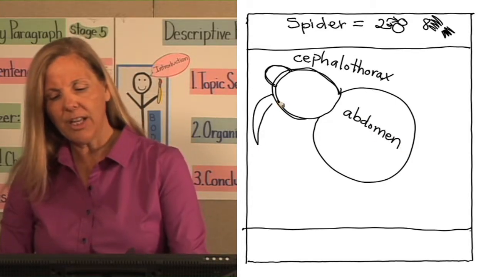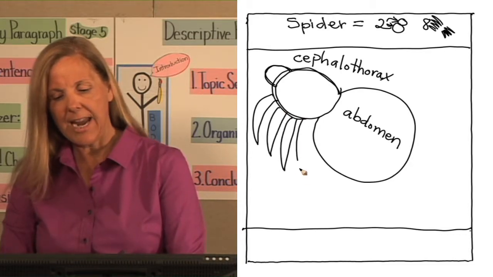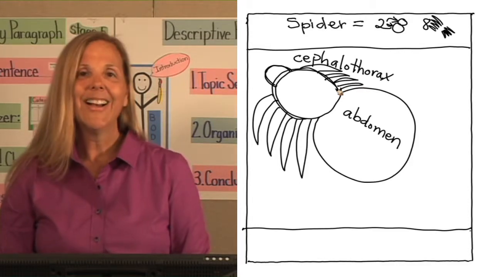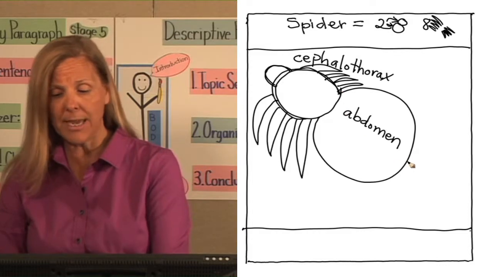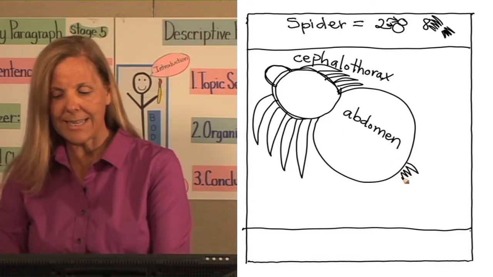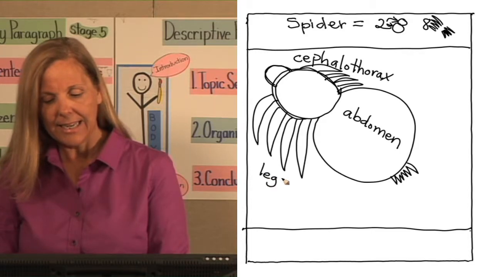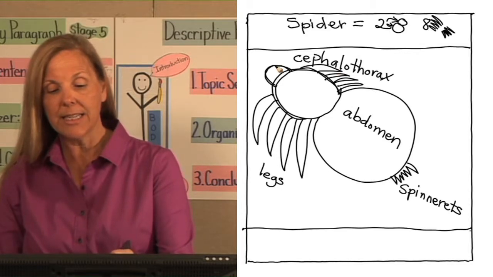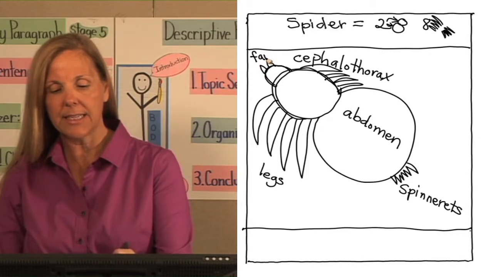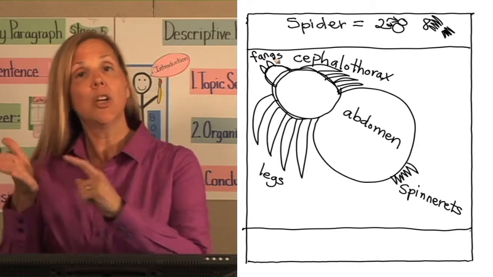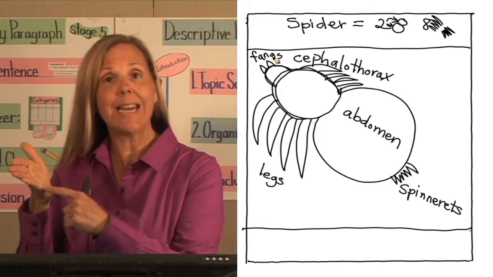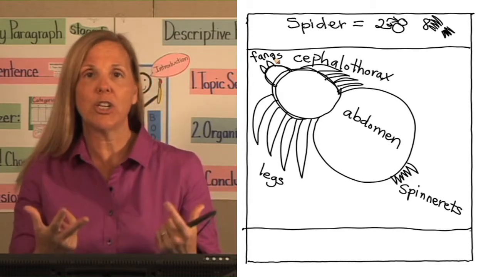Let's now draw the legs. So we know we need to have 8 legs, and we're going to make them stick out from the cephalothorax. Also, at the bottom of the abdomen, we're going to have our spinnerets. So let's write legs and spinnerets. Sticking out from the top of the cephalothorax is also where the head is and fangs. So let's write fangs. I have drawn a picture and labeled important vocabulary words I know my students need to understand in order to go into our spider unit.